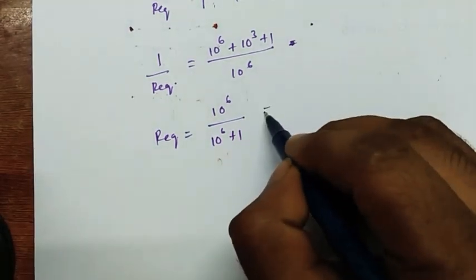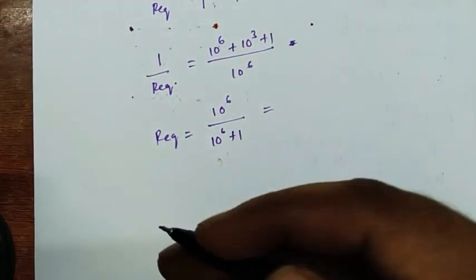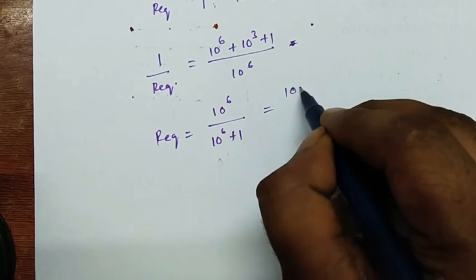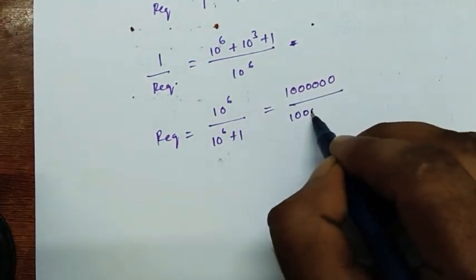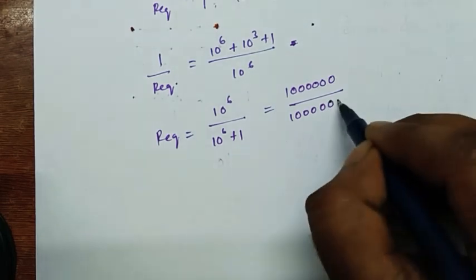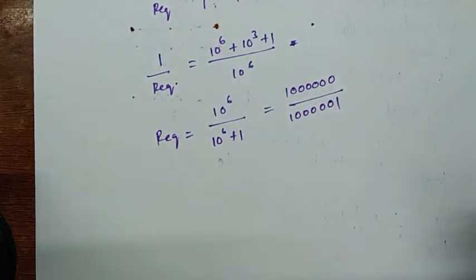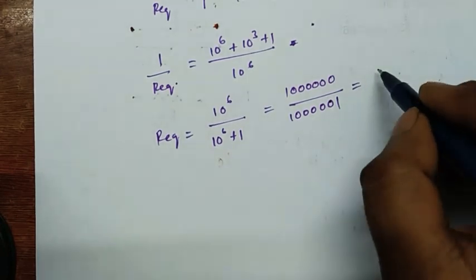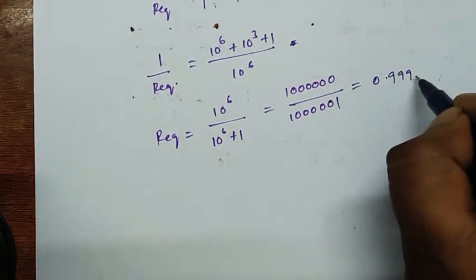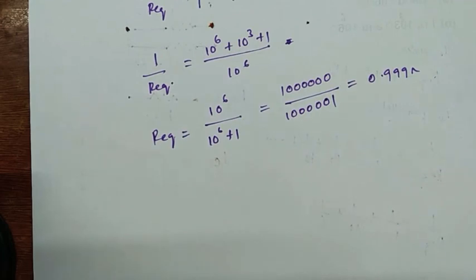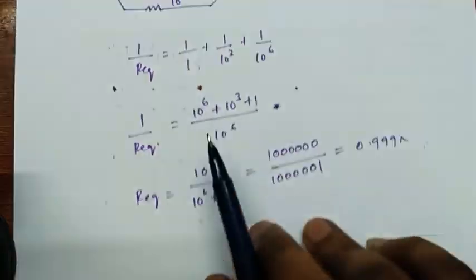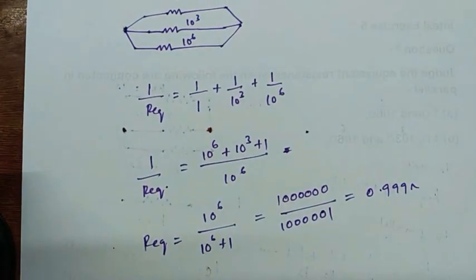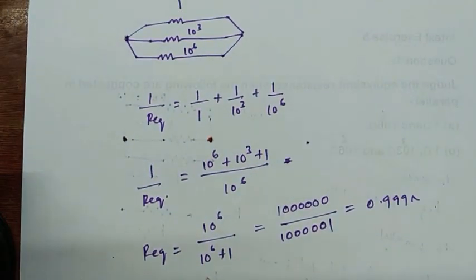No sir, I won't neglect this time, I just want to add it. We'll add it: 1,001,001 in the denominator, and 1,000,000 in the numerator. Then if you do the division, you will get 0.999 ohms, which is less than 1, which is less than the smallest parallel resistance. So R equivalent is less than the smallest parallel resistance in this case. Thank you.